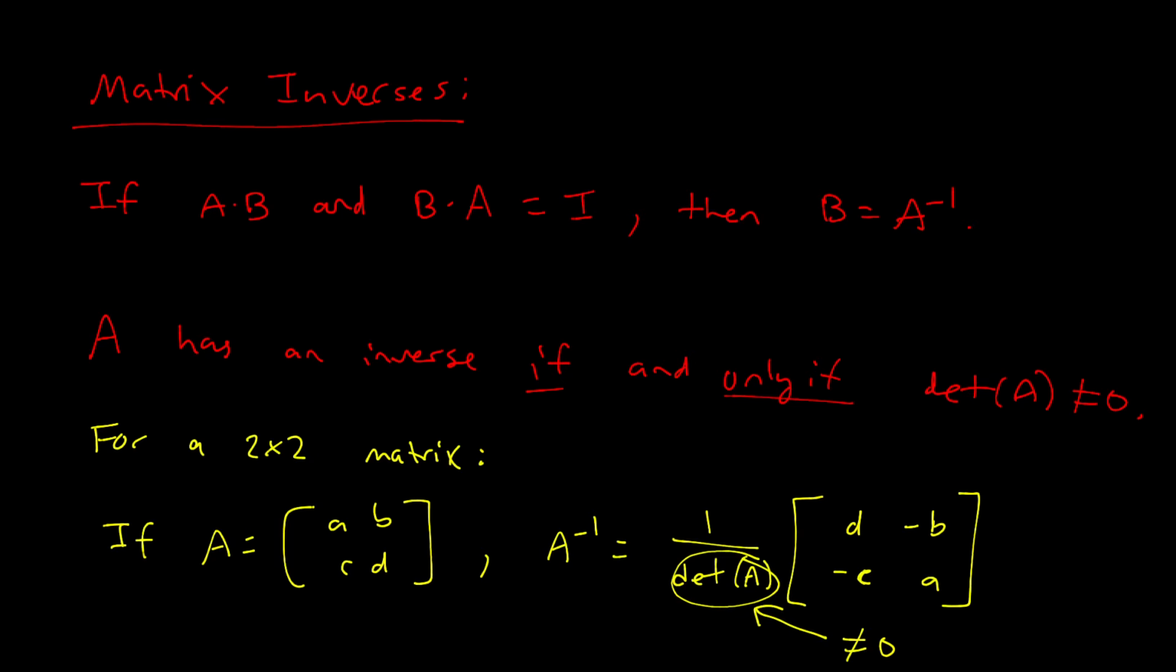And the important thing to note is that A has an inverse if and only if the determinant of A is non-zero. So for a 2x2 matrix, if you have A equals [a, b; c, d], then A inverse is 1 over the determinant of A times [d, -b; -c, a]. And notice that the determinant of A cannot be 0, otherwise this expression is undefined.